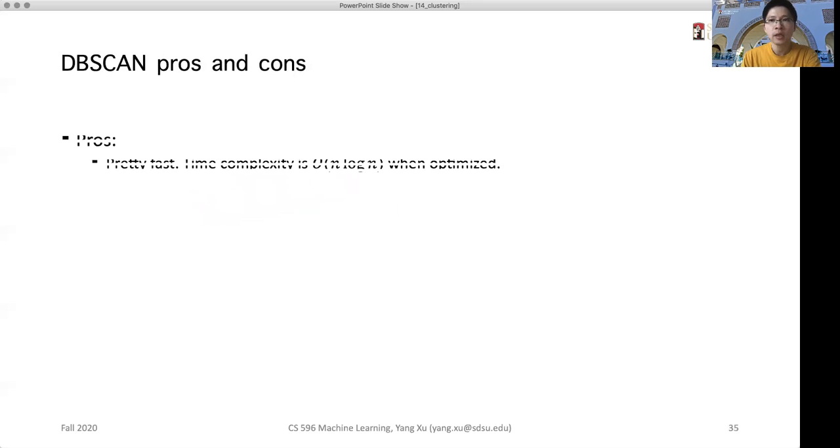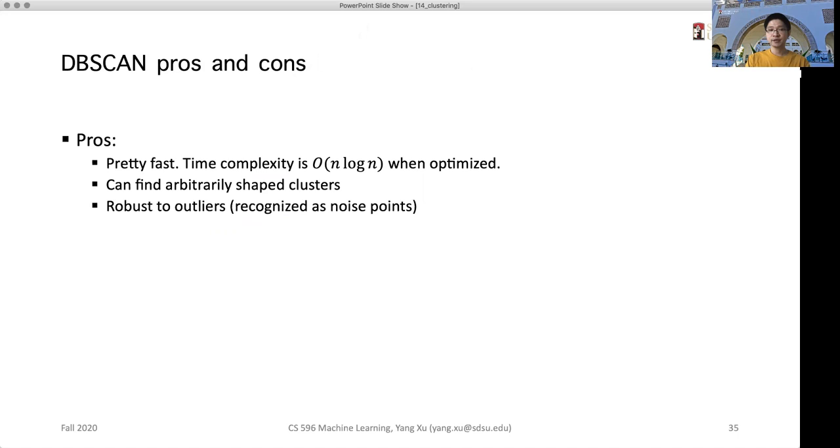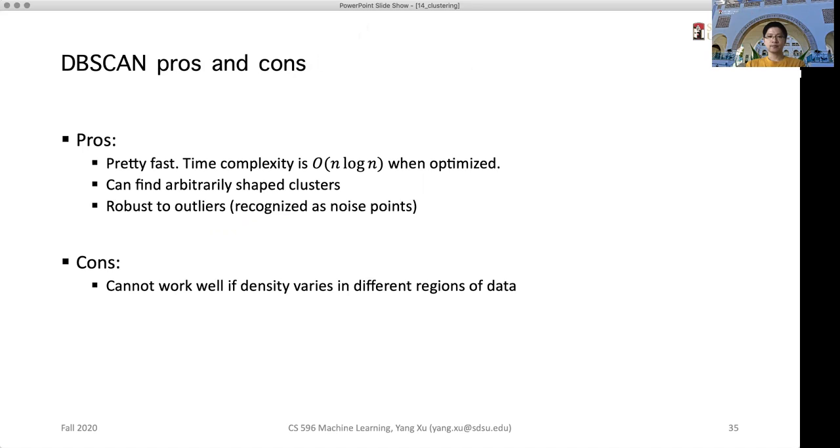Okay, and the pros and cons. First of all, it's pretty fast. It's purely based on local connectivity, like the local distance. And the time complexity is n times log n, which is associated with the graph algorithms of computing the connected components. And it can find arbitrarily shaped clusters, which is good for us, like the spherical and the convex shapes, they all can be found. And it's also robust to outliers, which are recognized as noise points.